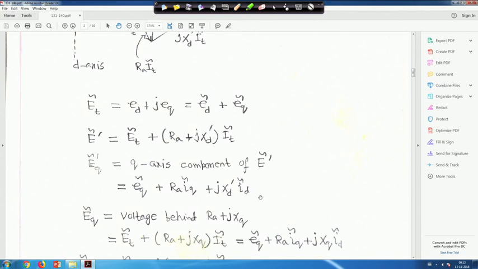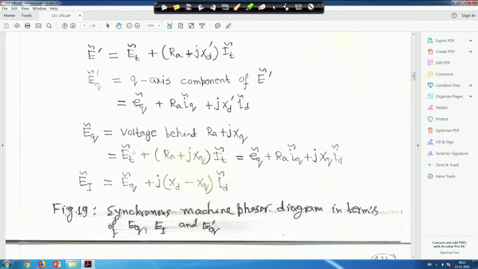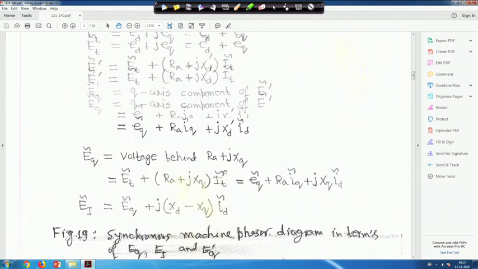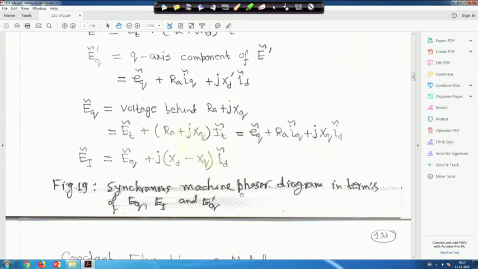Because this j should be there, if you take I_d as a reference, the I_d tilde will be I_d angle 0 degrees. And E_q tilde will be the voltage behind R_a plus j x_q, that is also given. It is E_t tilde plus (R_a plus j x_q) I_t, that is E_q tilde plus R_a I_q plus j x_q I_d. All these things are given in the phasor diagram, and this equation is also shown. And E_I tilde is equal to E_q tilde plus j(x_d minus x_q) I_d tilde. This is the summary of this phasor diagram, all the equations, and this is the synchronous machine phasor diagram in terms of E_q, E_I and E_q dash.